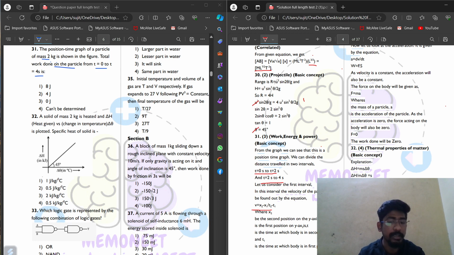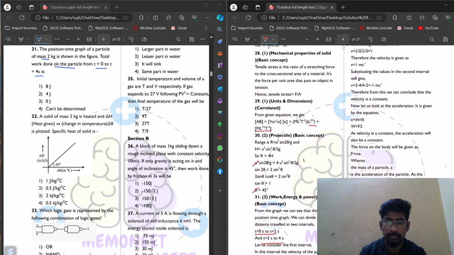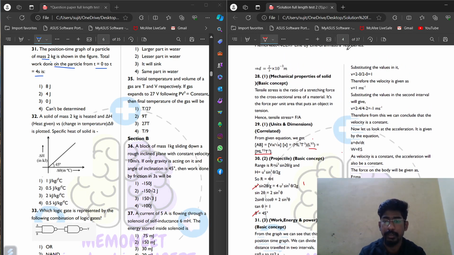The second part you have to calculate in that way only, by the same formula. In the second part, t2 will become 4 and t1 will become 2. In the first part, t2 was 2 and t1 was 0, right? So here these two are there, this one and this one. Therefore, you calculate the value of v in both the cases, from 0 to 2 and 2 to 4.